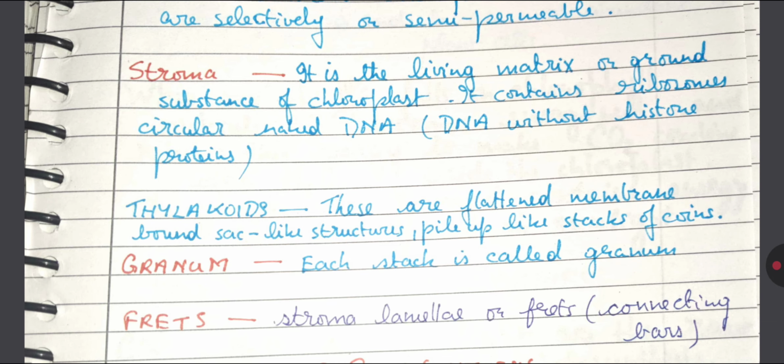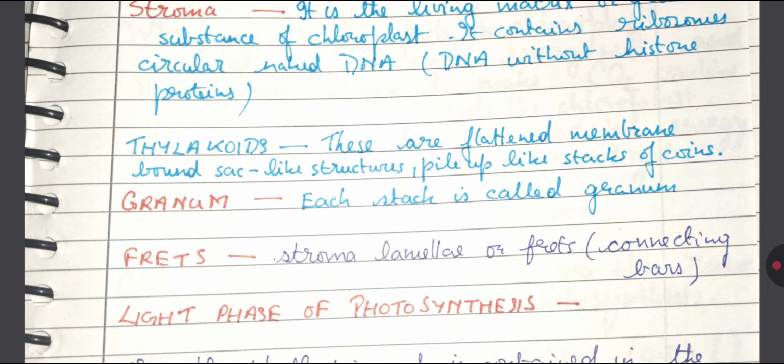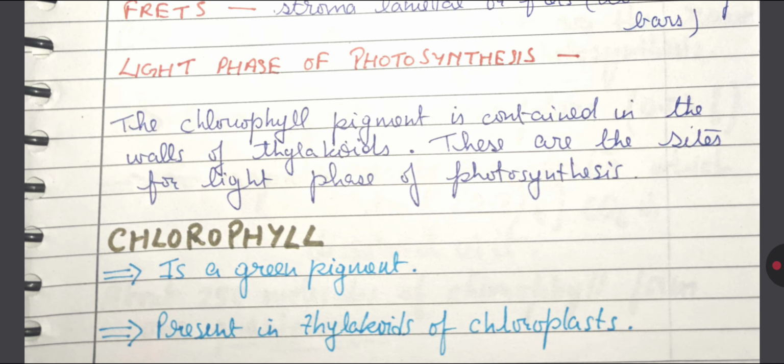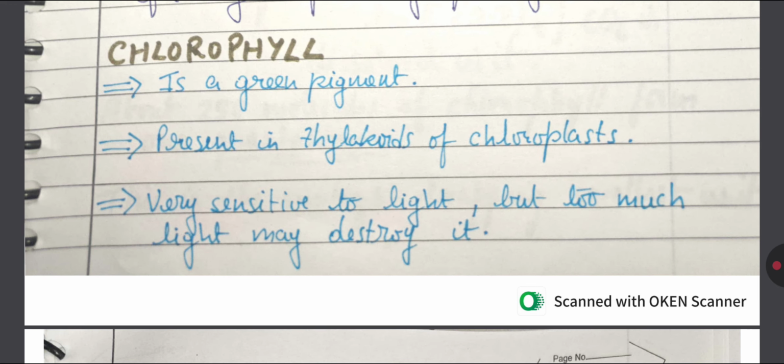What are thylakoids? These are flattened membrane bound sac-like structures piled up like stacks of coins, and those are having chlorophyll pigment in their walls. These are the sites for light phase of photosynthesis. Light phase, which is having sunlight. Chlorophyll, it is a green pigment present in thylakoids of chloroplasts.